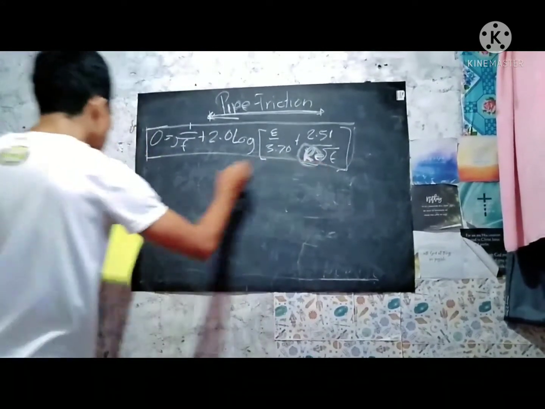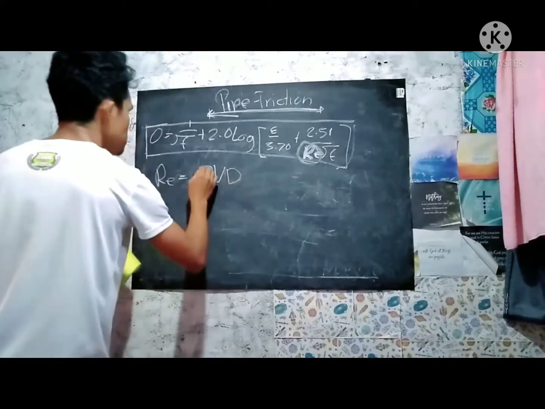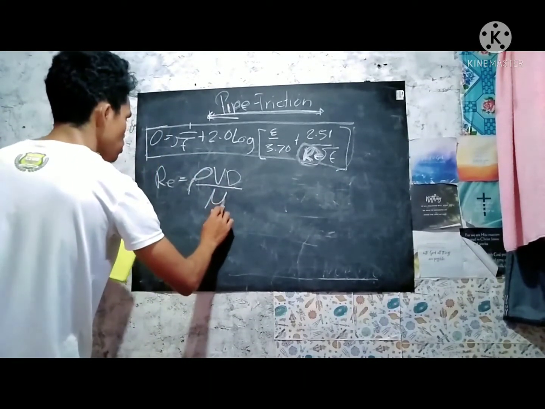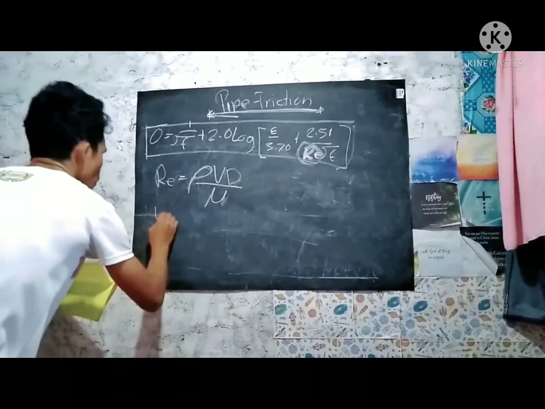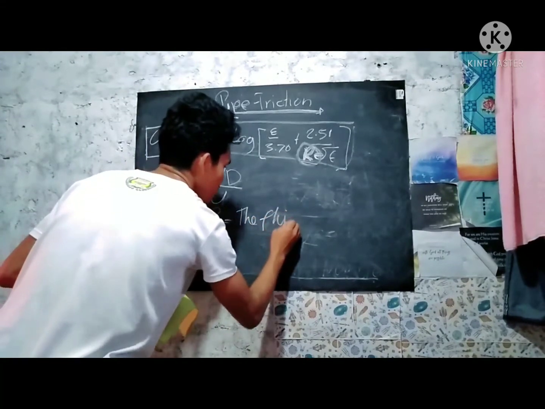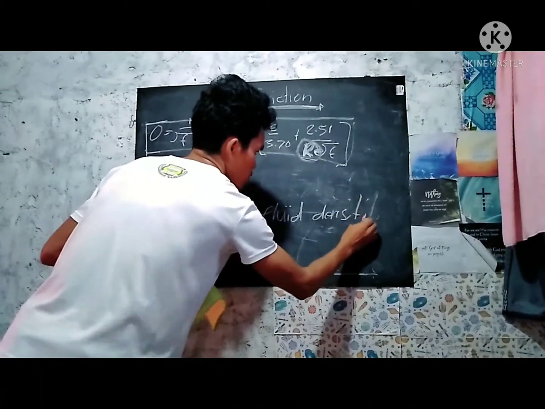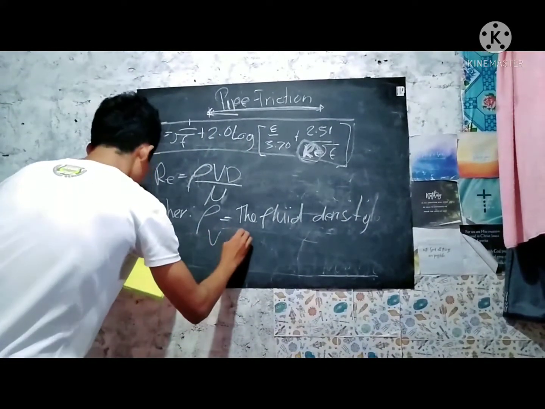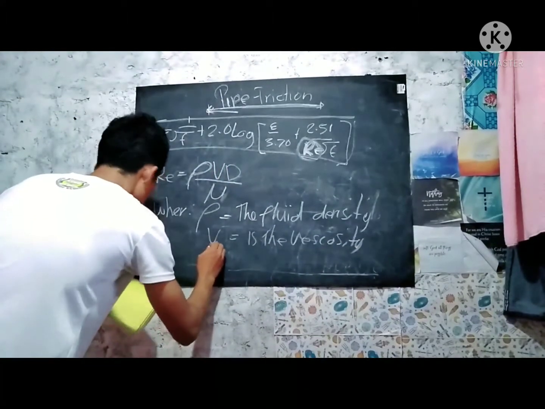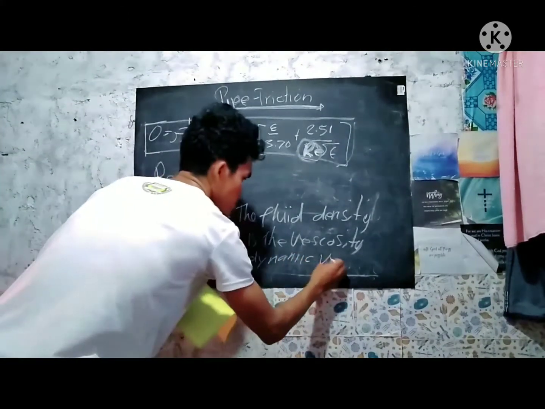The formula of Re is equal to rho V D over mu. This rho is the fluid density, V is the velocity, D is the diameter, and mu is the dynamic viscosity.